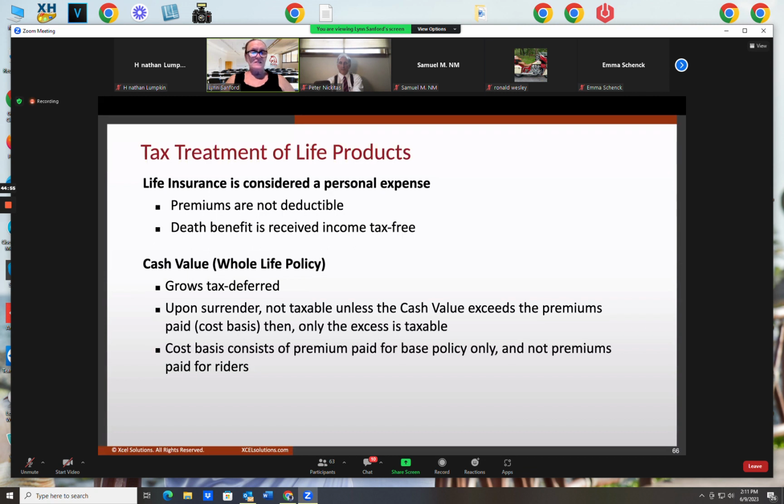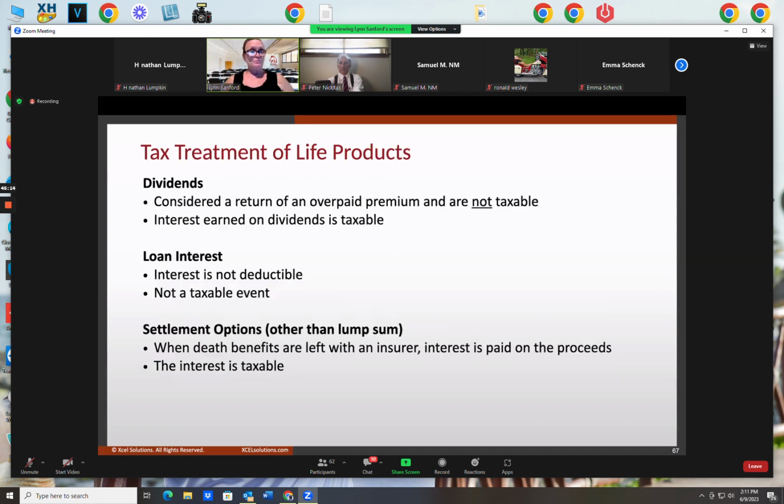Cost basis consists of premiums paid into the contract for the base policy only and not premiums paid for riders. Riders are extra protection at an additional cost. So your cost basis consists of premiums paid for the base policy only, not any premiums paid for riders.